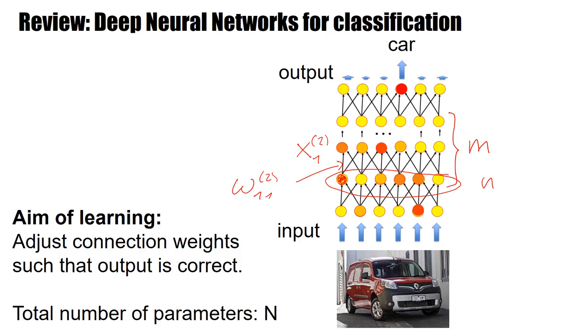The parameters are the weights and the thresholds, and if you do a simple estimation, you find that the total number of parameters is larger than m-1, where m is the number of hidden layers, times n squared. That would be the count of the total weights. In addition, we have weights from the input, we have weights to the output, and we have all the thresholds. So this can be a large number.